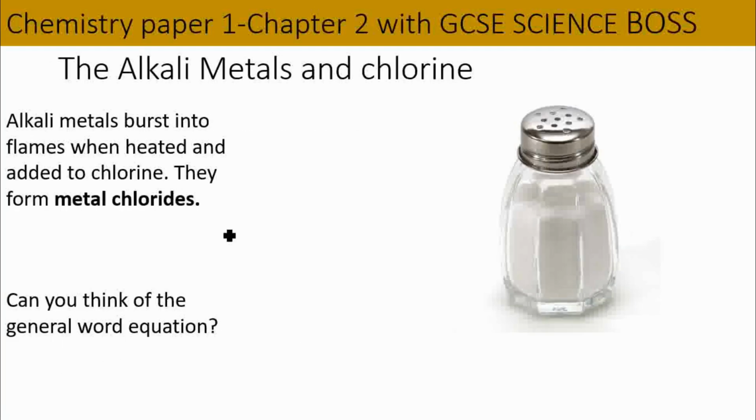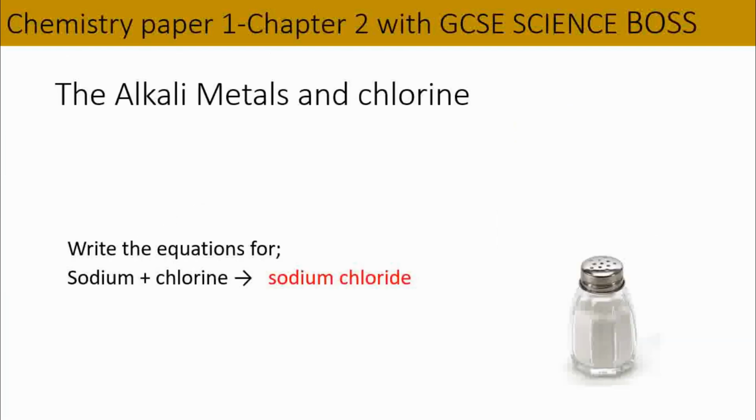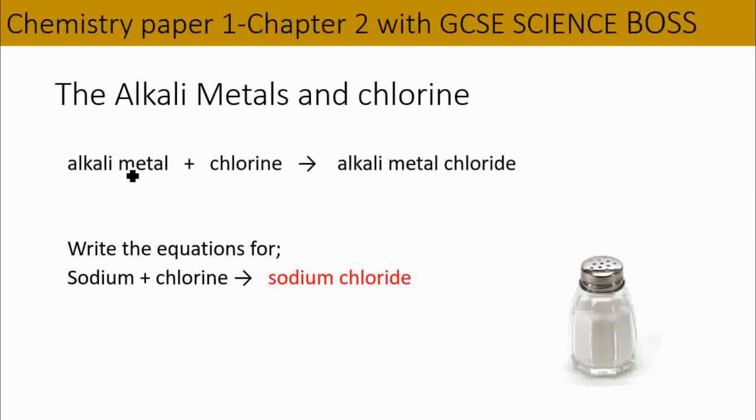All right, good. Also, the alkali metals will react with chlorine to form metal chlorides. Now, what's the general word equation? Here it is. Sodium plus chlorine will form sodium chloride. So the general equation is as follows: alkali metal plus chlorine will form your alkali metal chloride. So let's think about the equation for this. It's Na plus Cl2. Chlorine again is diatomic. It will form NaCl. Straight away it's not balanced, so we put a 2 there and a 2 there to make it balanced.